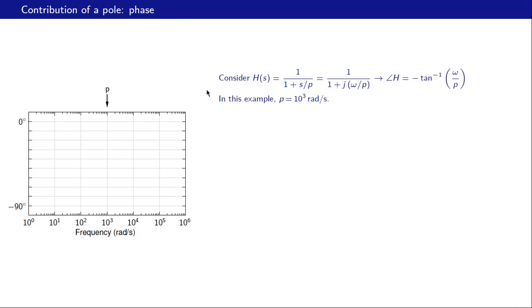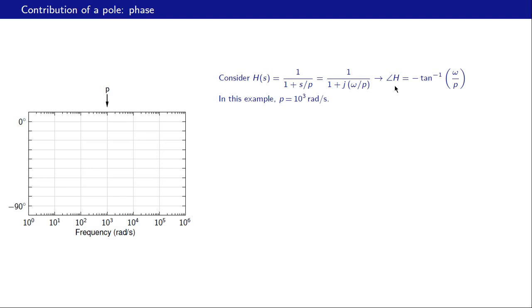Let us now look at the Bode phase plot for this same transfer function 1 over 1 plus s by p, which corresponds to a single pole, and the pole is at minus 10 raised to 3 radians per second as in the previous slide. Alright, now as we have seen before, we plot the phase on a linear axis and frequency on a logarithmic axis. And once again, for reference, we will mark the magnitude of the pole over here, that is 10 raised to 3 radians per second.